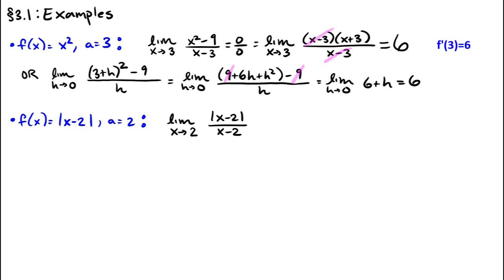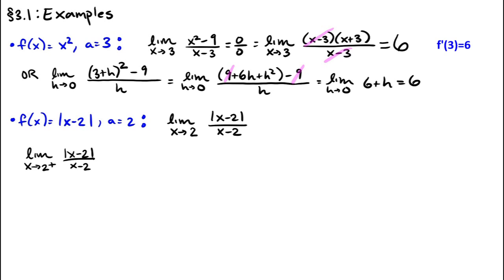When we set up the first type of limit, we're going to get the absolute value of x minus 2 minus the absolute value of 0. Now this limit is secretly about a piecewise function, right? The absolute value of something is really a piecewise function. So we want to use left and right hand limits.